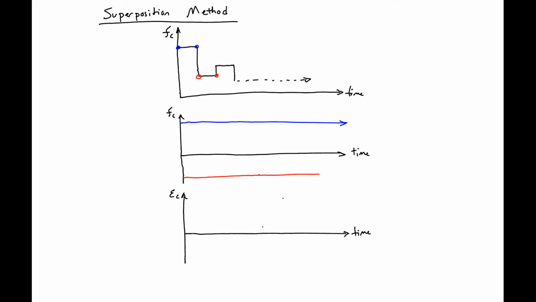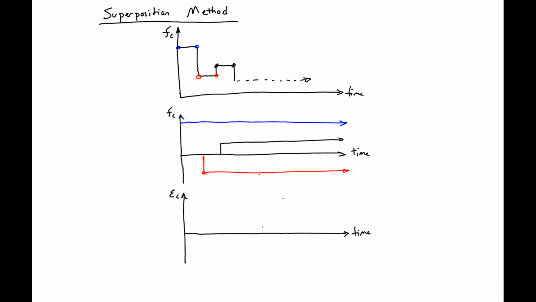So we'll apply that negative stress at the time when we want our stress to drop and continue on. And then finally at the last point we want to increase our stress slightly again. So we'll include that stress.